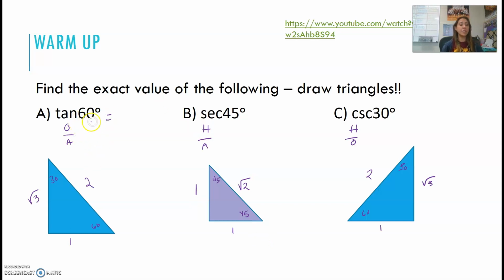So if I'm finding the tangent of 60, then the tangent of 60 is my opposite. So my angle's right here. So my opposite, which is the square root of 3, over my adjacent, which is 1, which is just the square root of 3. Then we have our secant, which is the hypotenuse, which is the square root of 2, over 1, which is just the square root of 2. And then we have my cosecant, which is the hypotenuse, which is 2, over my opposite side of 30 degrees, which is 1.